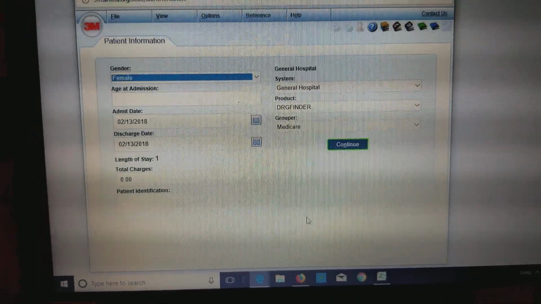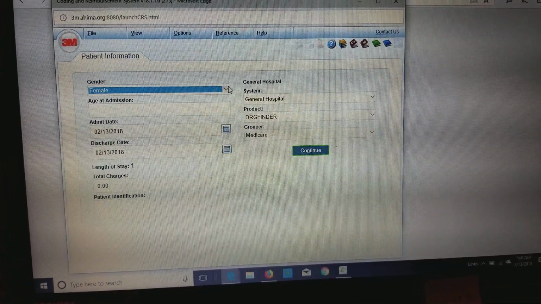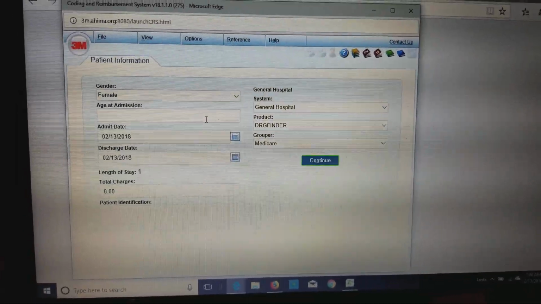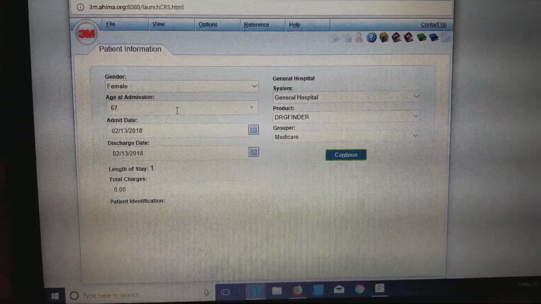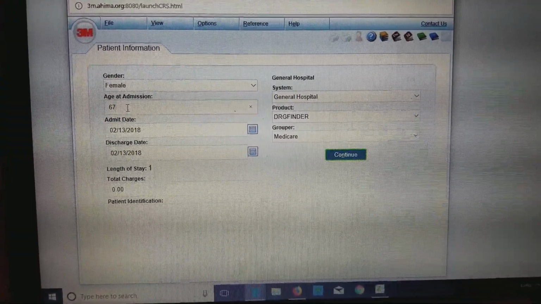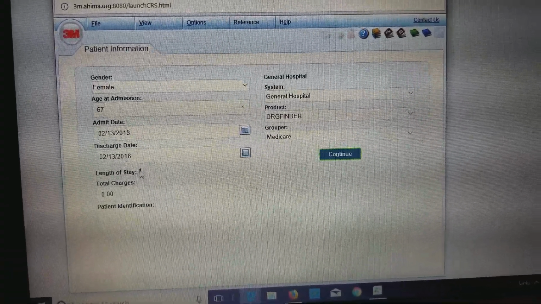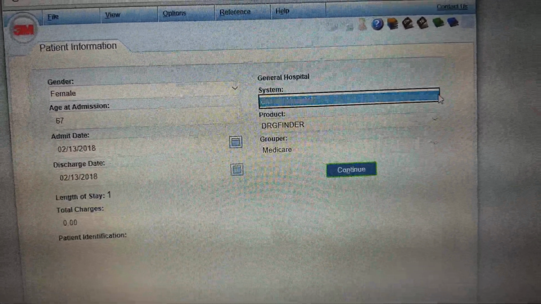So this is the box that pops up for your encoder. You can select male, female, or undetermined. You want to put in an age. If you don't know an age, just guess. If it says child, then put something below 18. If it says adult, you don't know the age, then put something over the age of 18. This information here does not need to be changed. You're not doing inpatient. You can leave it on general hospital.